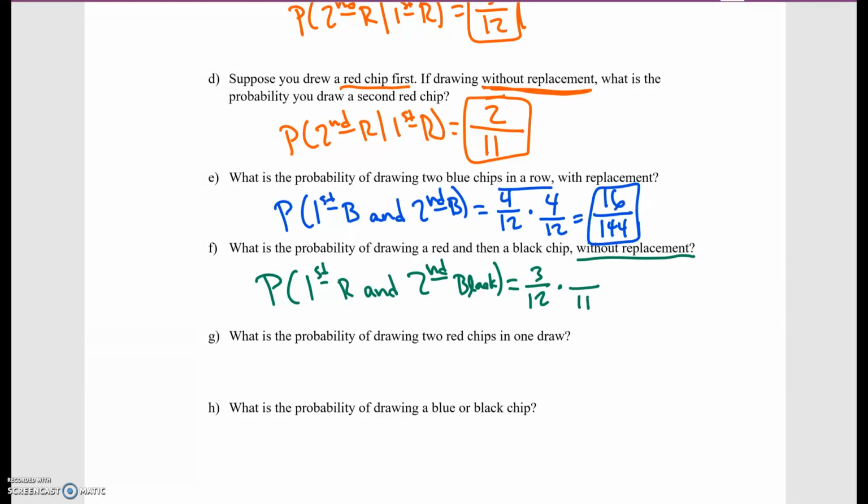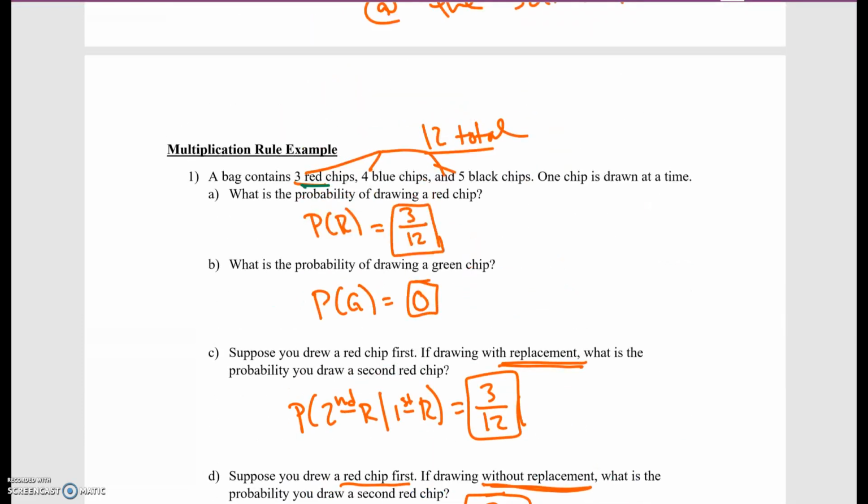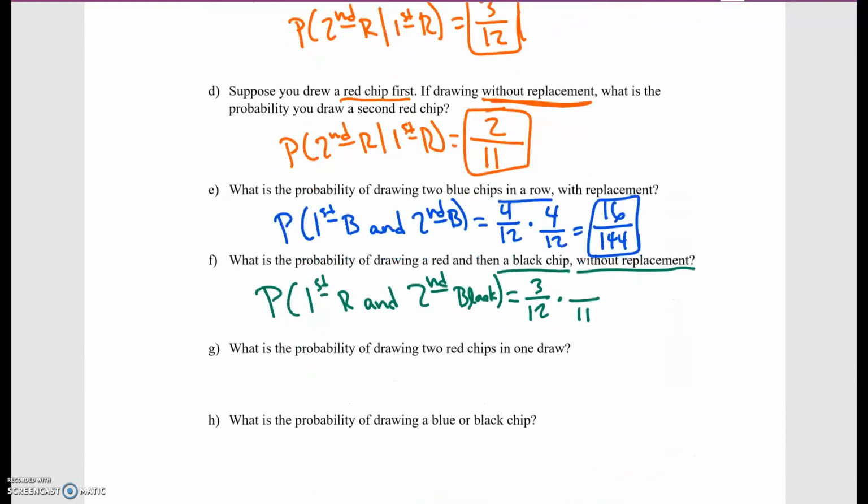Now we're looking for the probability of then selecting a black chip. If we go back, we haven't done anything with the black chips. We still have 5, so this is going to be 5 out of 11. So 3 times 5 gives me 15, and 12 times 11 gives me 132. This will be the probability of the first one being red and the second one being black.